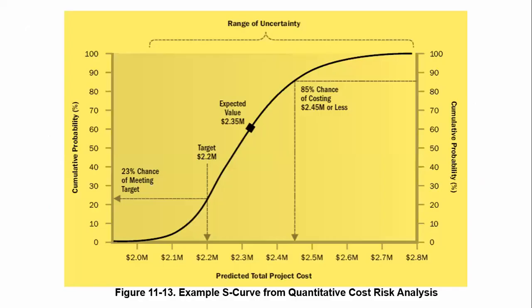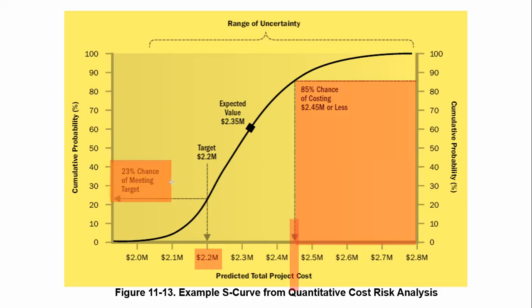So in closing, I'll just talk to this one that I brought up previously in error. This is 11-13 from chapter 11. When you take a look at this, the Monte Carlo simulation is pretty much telling you that there's a 23% chance of you meeting your budgetary target of 2.2 million. And that is pretty low compared to an 85% chance of meeting a $2.45 million budget.